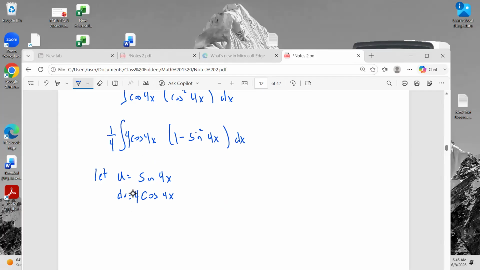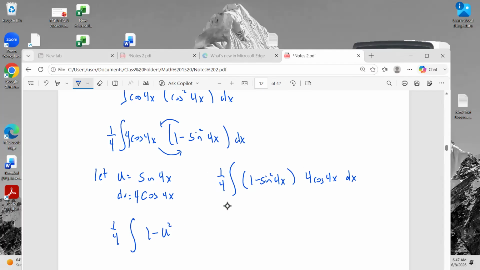So we have this. Here's my cosine of 4x. Let's go ahead and make our substitution. So we have a 1/4 integral, and now I'm just going to swap the order. So we have 1 minus sine squared 4x times 4 cosine of 4x. Remember, I put the 1/4 out here, dx. And now we're just going to make our substitutions. So we have 1/4 integral of 1 minus u squared, because that's what my u was, sine of 4x. And this 4 cosine 4x, that's my du.